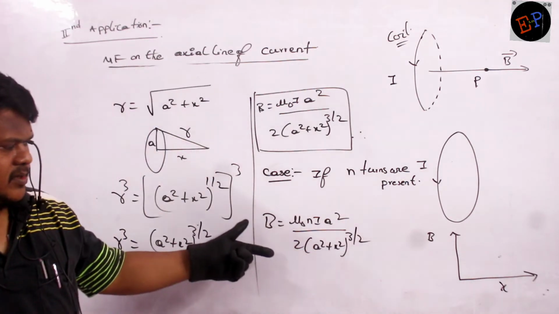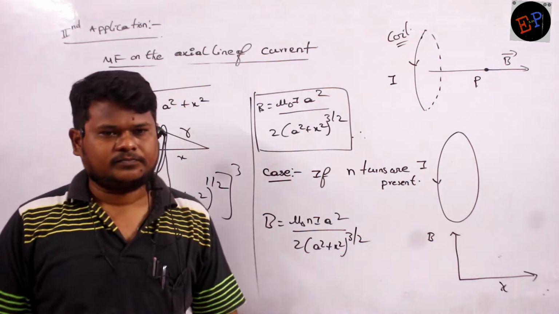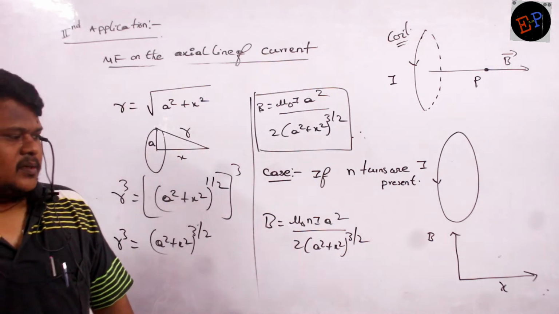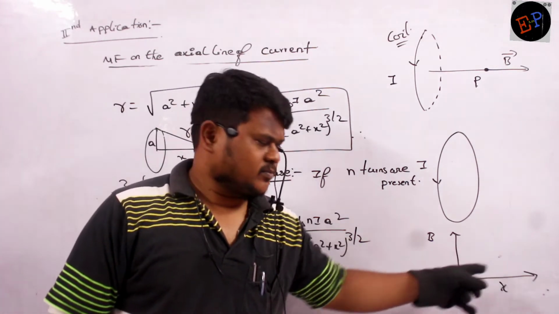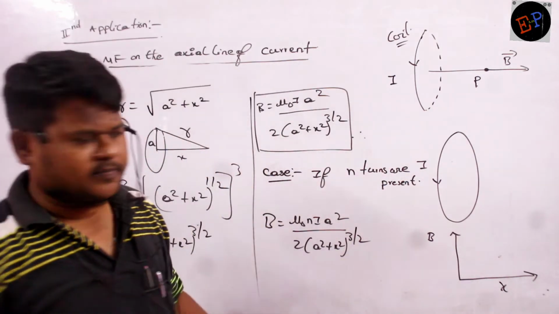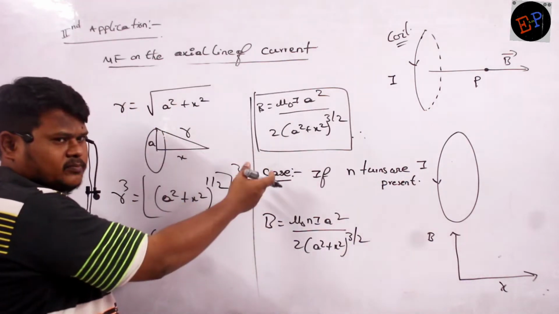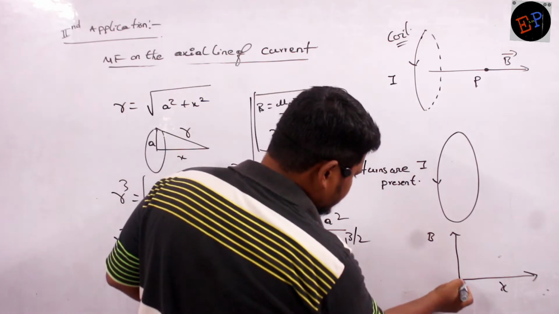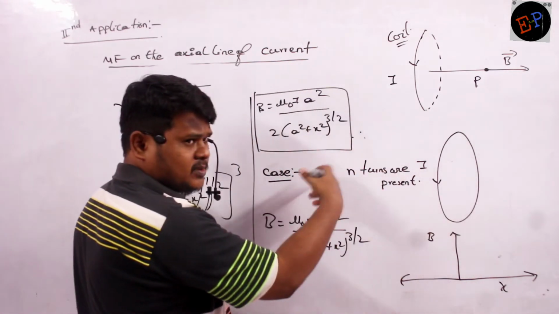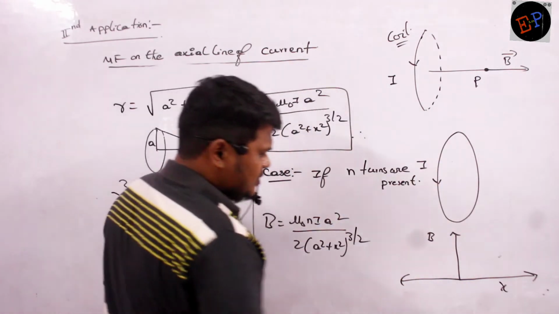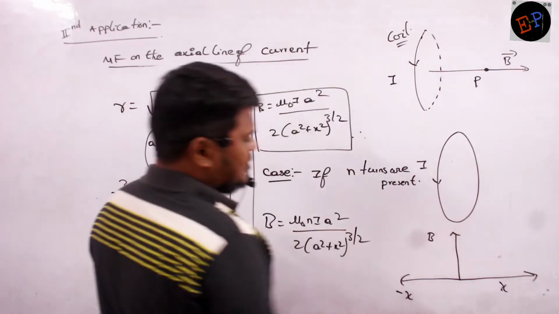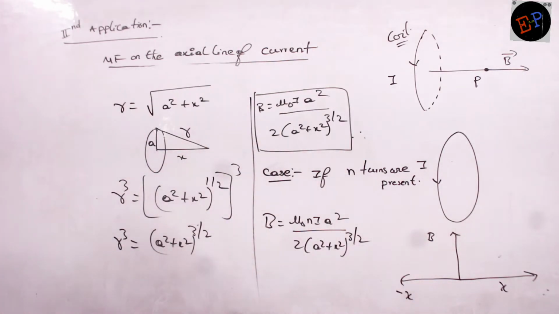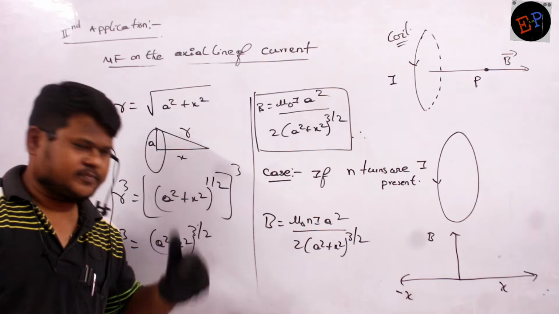Now can you say how this graph varies? By looking at this equation you have to say. With respect to x value, plus x and minus x, both you can take. I have taken distance on this side, no? You can take distance in the opposite direction also. On this side also field exists, no? Field exists on both sides. So this is minus x.